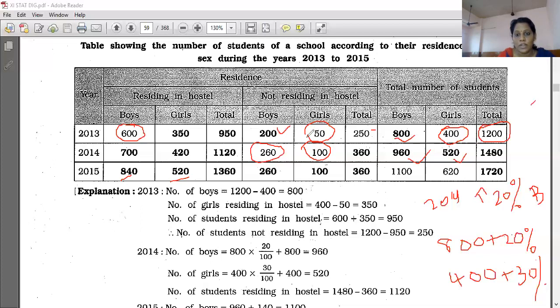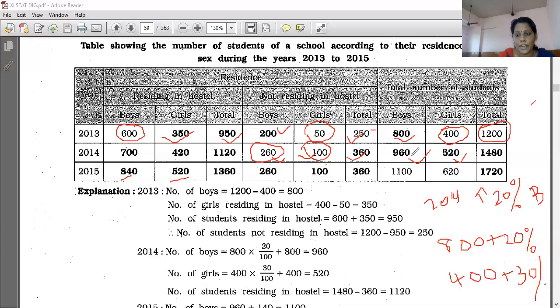Now you are having 50, so 200 plus 50 is 250. Okay. Now 1200 minus 250 comes to 950. Now 950 minus 600 is 350. Now this column is complete. Now we'll go for the next column, that is 260 plus 100 is 360. Okay. Now here we have 1480.